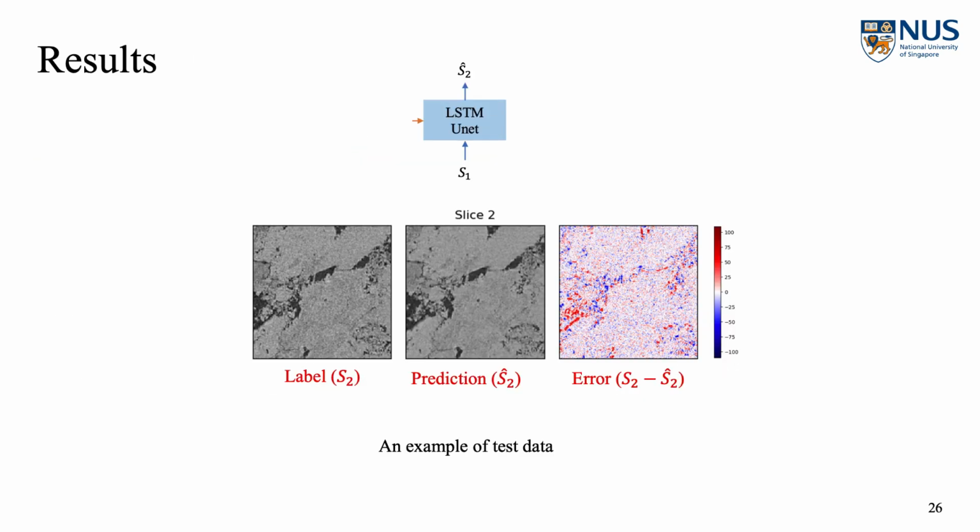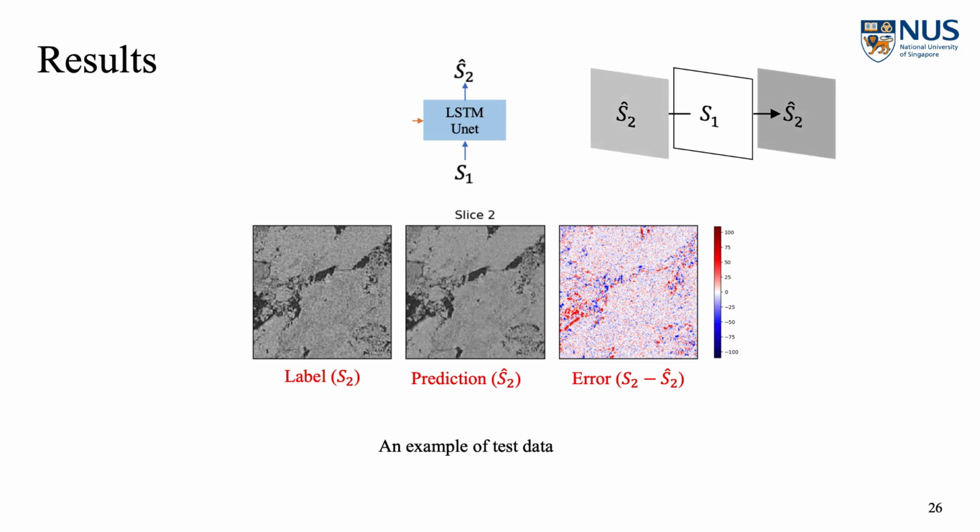Here are the training results of one test example. The neural network predicts slice 2 from the input slice 1. The prediction error on slice 2 is not very low. This is because one input image does not provide directional information. The neural network is not sure about which adjacent image to predict, either the one to the right or the one to the left.